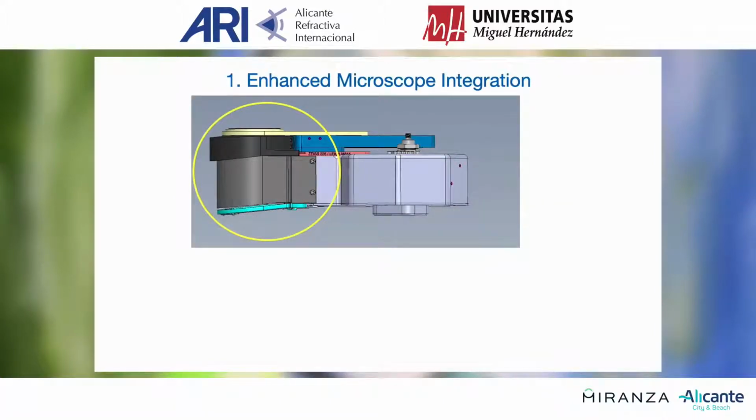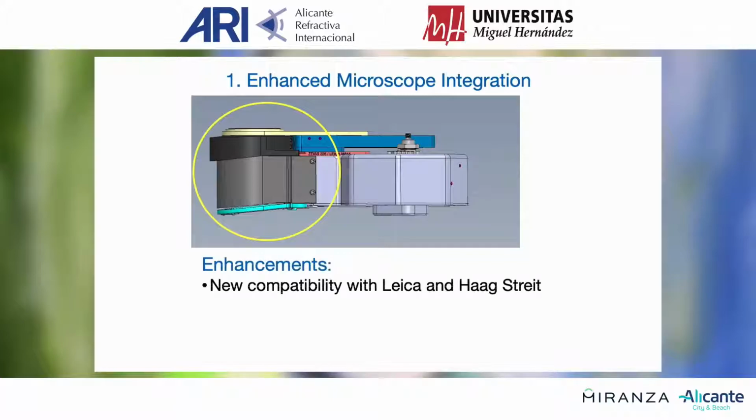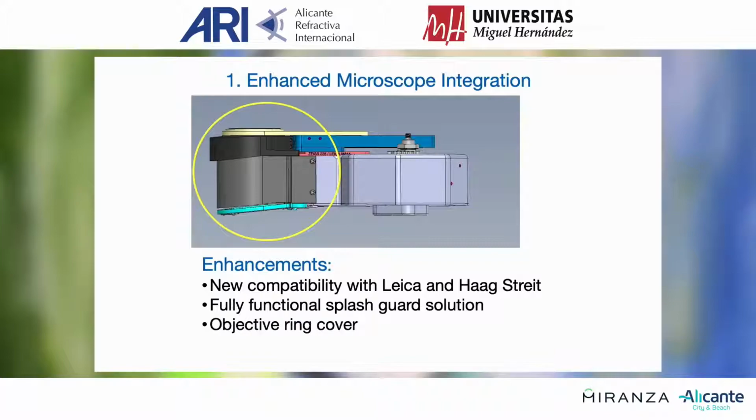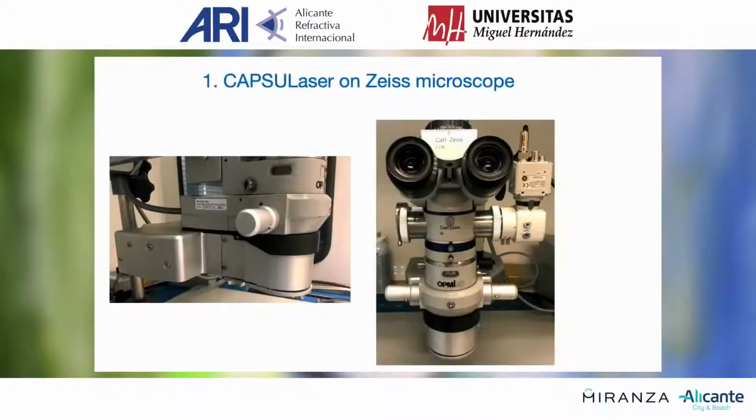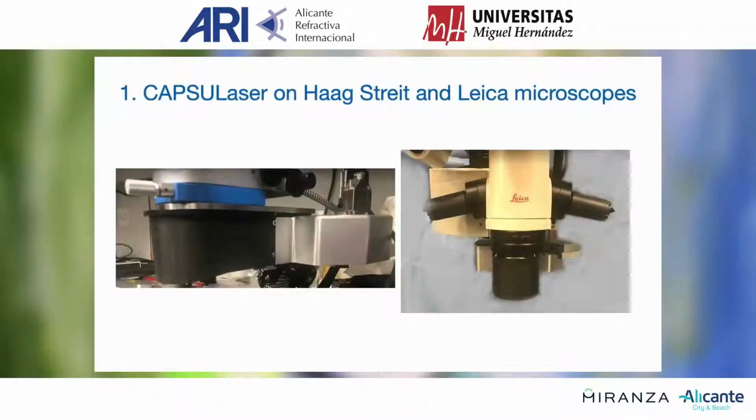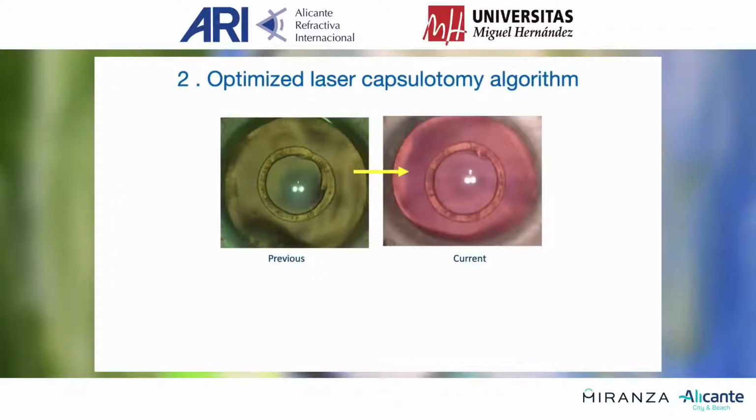First of all, let's have a look at enhanced microscope integration. There's now compatibility with Leica and Haag-Streit as well as Zeiss microscopes. There's a fully functional splash guard. There's also an objective ring cover, and also optimized laser capsulotomy algorithm to make the laser more efficient. Here we can see Capsulaser on a Zeiss microscope, and here Capsulaser can be seen on Haag-Streit and Leica microscopes. With the optimized laser capsulotomy algorithm, we've been able to make the edge smoother and more accurate.